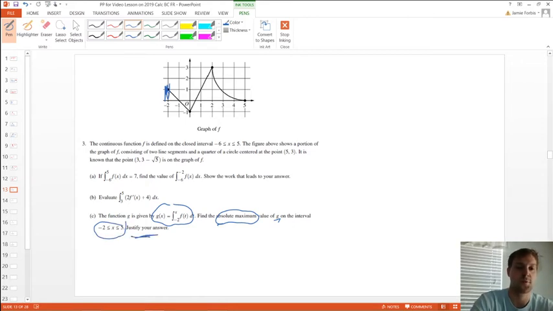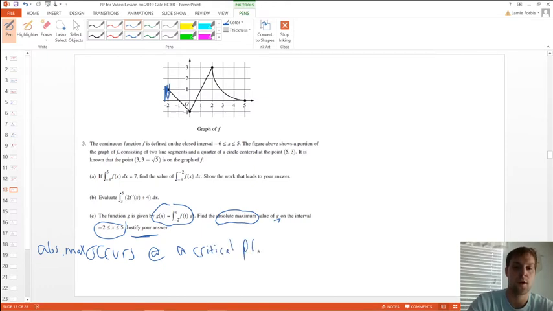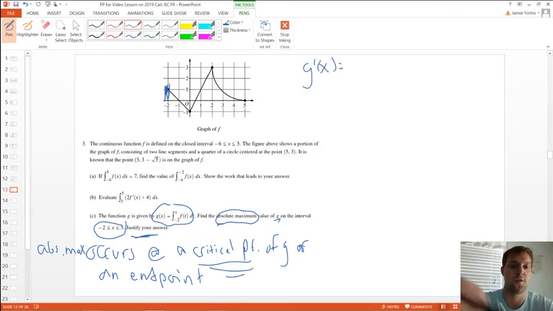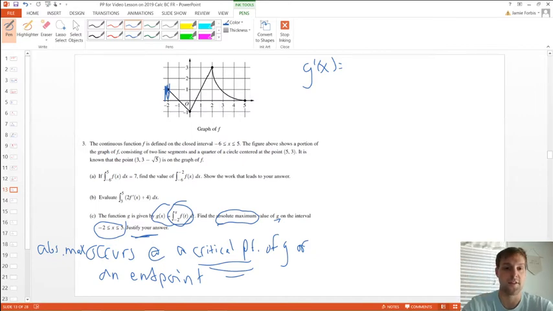So to justify that answer, we're going to say that the absolute max occurs at a critical point of G or an endpoint. Okay. So let's start with finding the critical point. In order to do the critical point, we need to have G prime, right? So G prime of x is equal to the derivative of this integral, and by FTC part 1, we know that that's just simply going to be f of x.